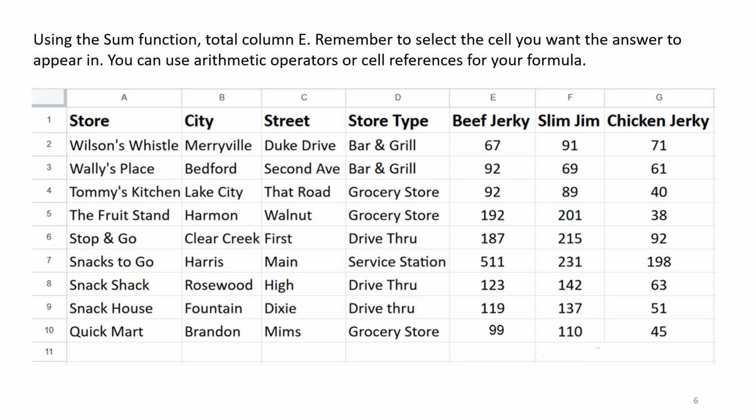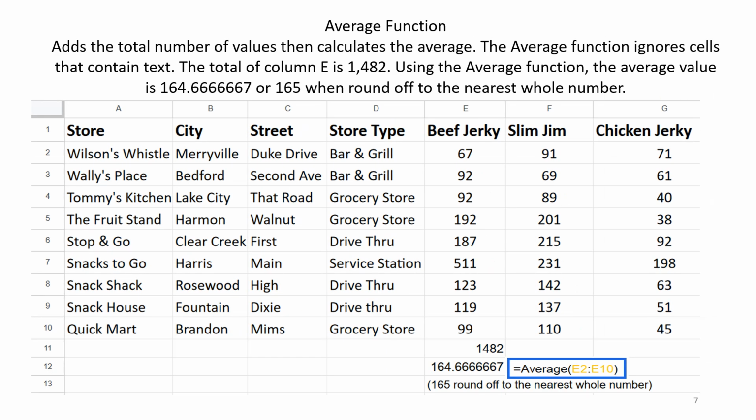Using the sum function, total column E, remember to select the cell you want the answer to appear in. You can use the arithmetic operators or cell references for your formula. Average function adds the total number of values, then calculates the average. The average function ignores cells that contain text.